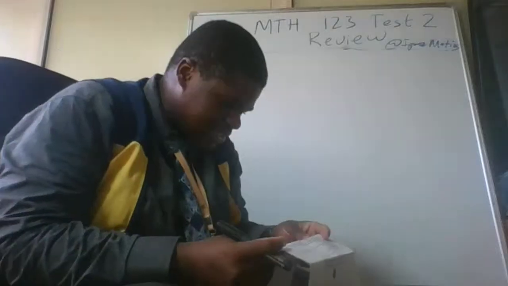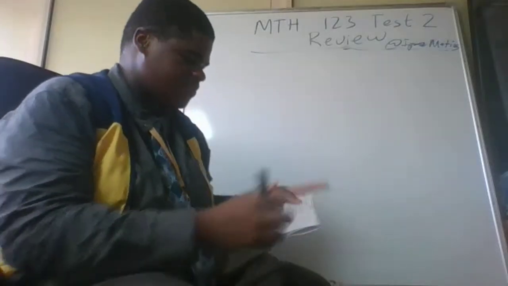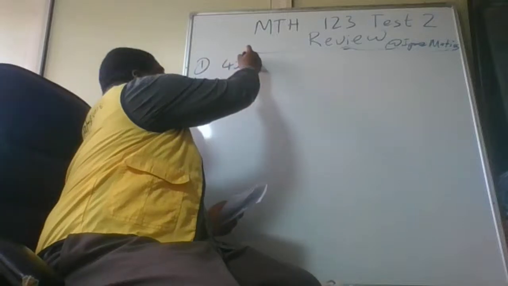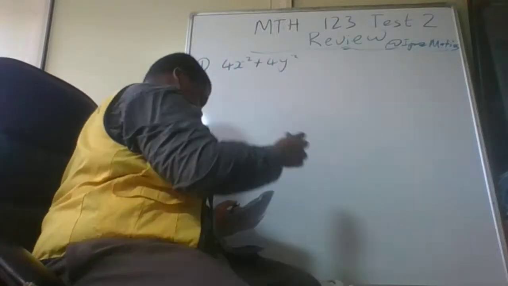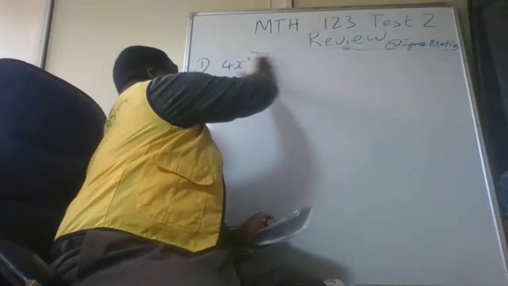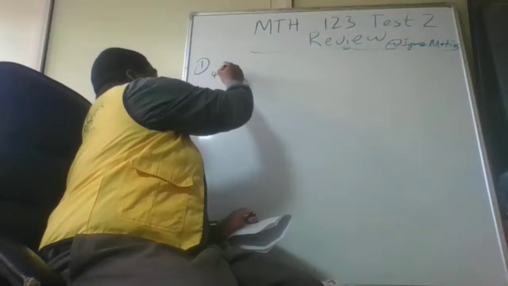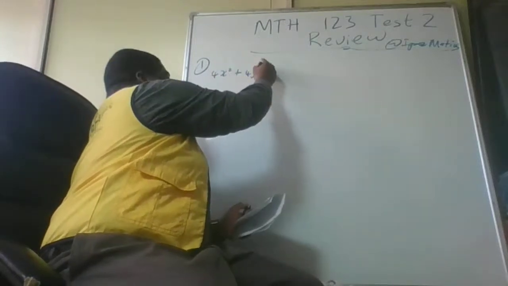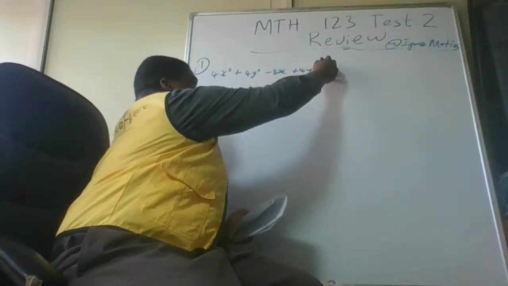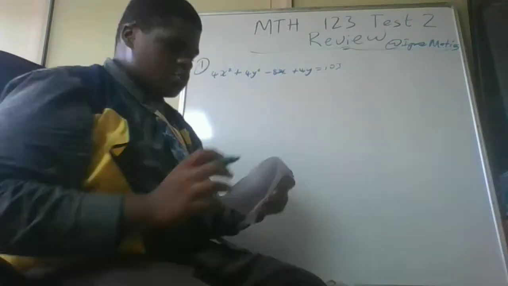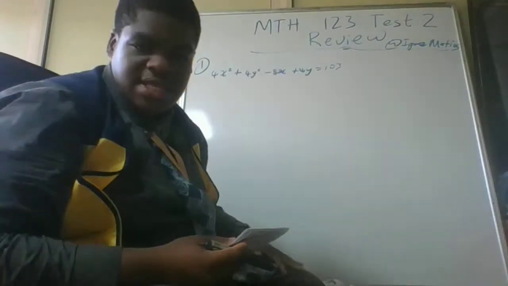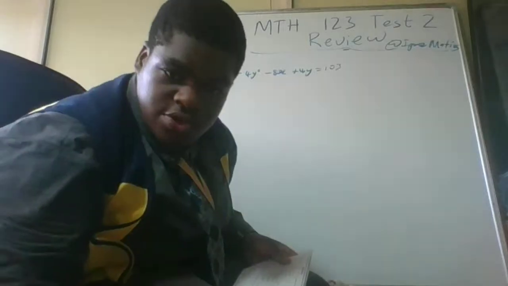Question 1. Question 1 says you should write the equation of the circle. We have 4x squared plus 4y squared minus 8x plus 4y is equal to 103. This question says that we should write this equation in standard form and we should determine the center and radius.